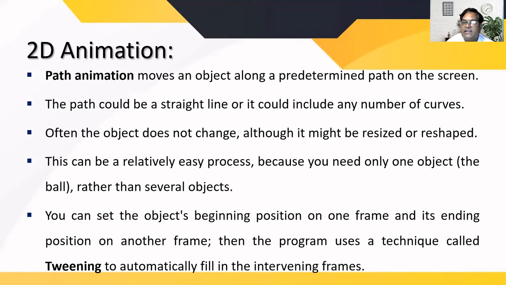You can set the object's beginning position in the first frame and its ending position in the end frame. Then there is a technique of making animation between the first and last frame called tweening. The animation software automatically fills the intervening frames in path animation. So these are two different types of animation that can be used in 2D animation.